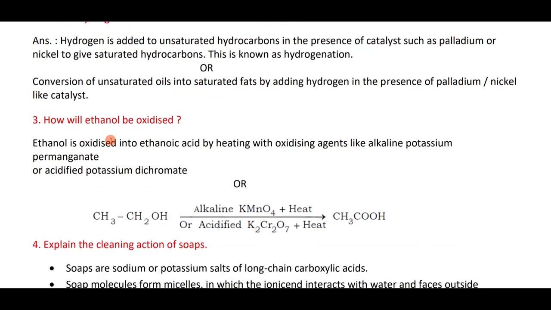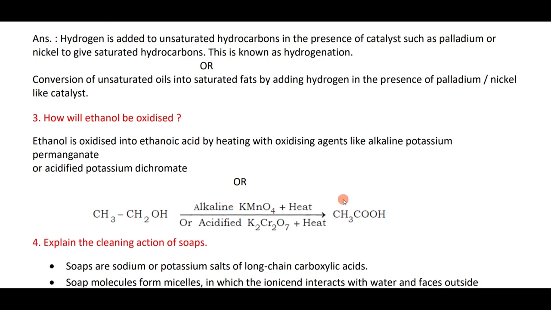How will ethanol be oxidized? Ethanol is oxidized into ethanoic acid. Ethanol is converted to ethanoic acid by heating with oxidizing agents such as alkaline potassium permanganate or acidified potassium dichromate. CH3CH2OH, that is ethanol, in the presence of strong oxidizing agent gives what? CH3COOH, that is ethanoic acid.